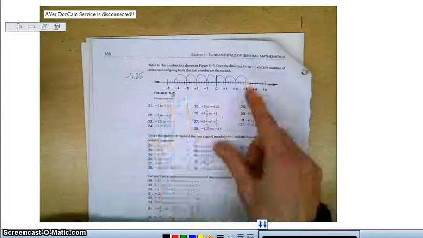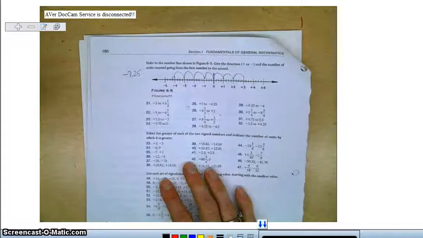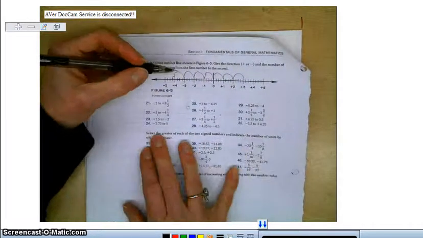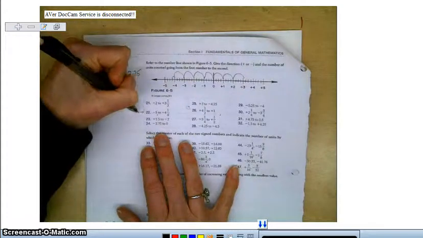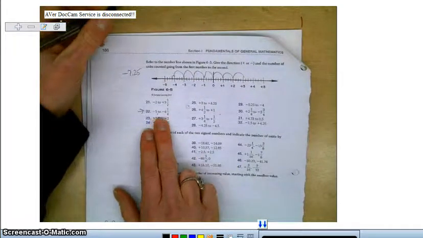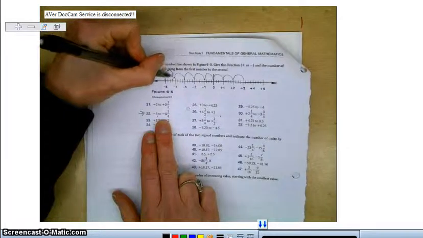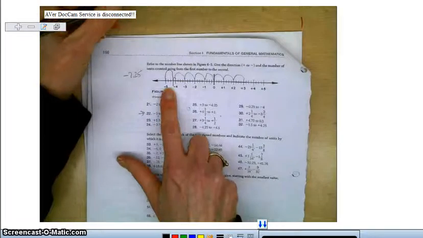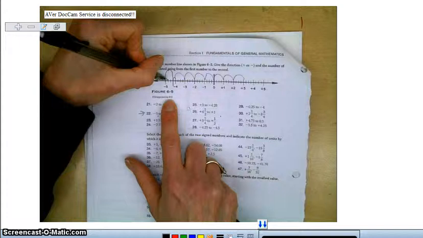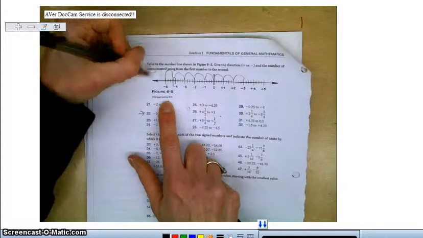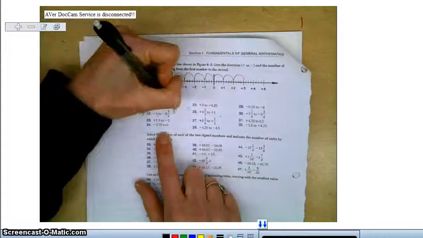How do I know it's negative? I moved in the negative direction. So if I go from negative 5 to negative 4 1/4, so here's negative 5. Negative 4 1/4 is right there. I didn't even move a full one. I moved 1, 2, 3/4 in the positive direction, so that would be positive 3/4.